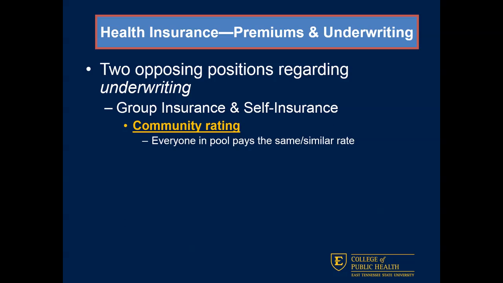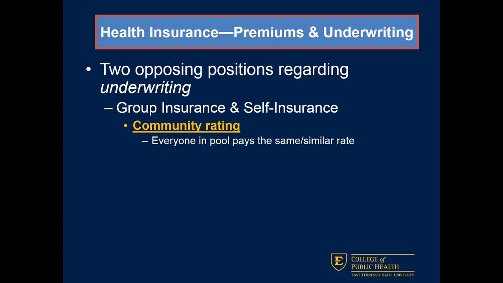So the first way is your community rating. So you have everyone buys into this type of group insurance where, let's take, for example, me as a state employee working for the university, we have group insurance. Most states have their insurance set up that way. So state employees buy into this insurance and we all pay the same premium for everyone.